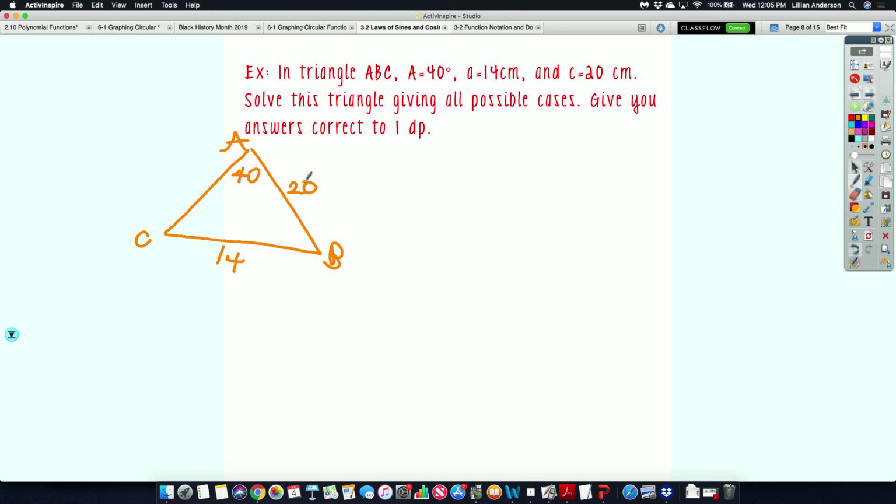You still start off the same way you would if this was any other normal sine rule problem. What should I find first? Angle C is the easiest thing to find first. Let's set it up. Sine of 40 degrees over 14 equals the sine of angle C over 20. Cross multiply.